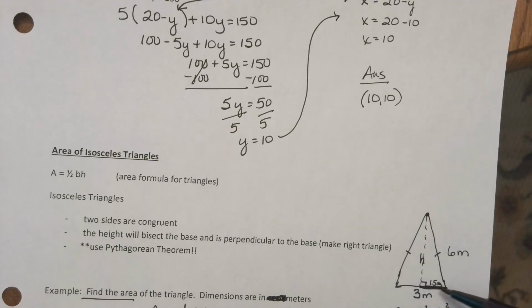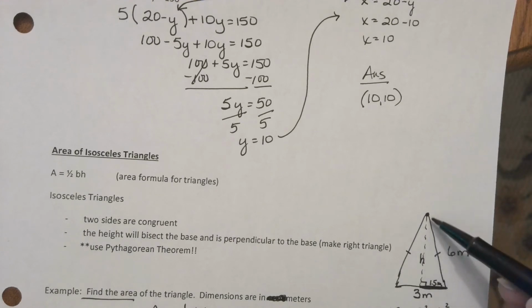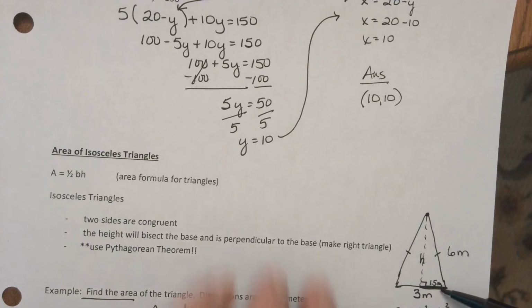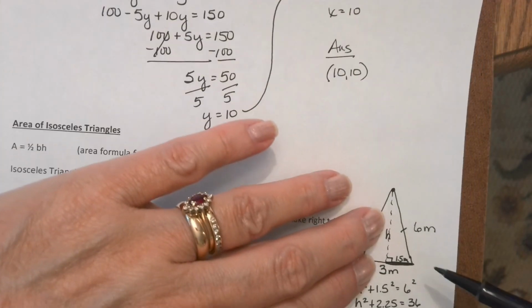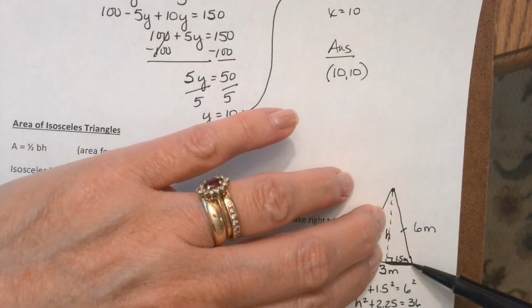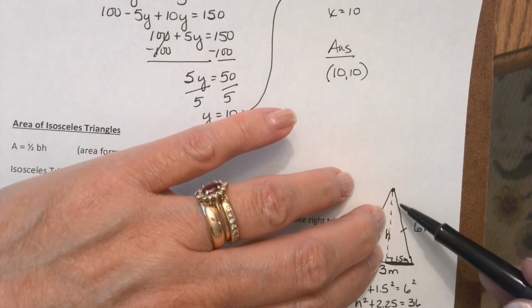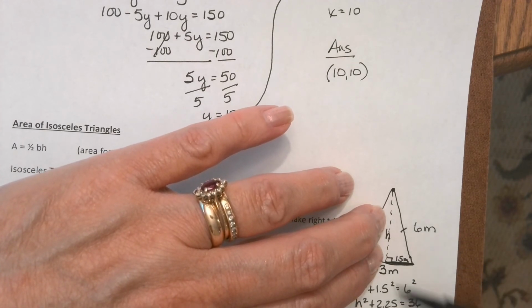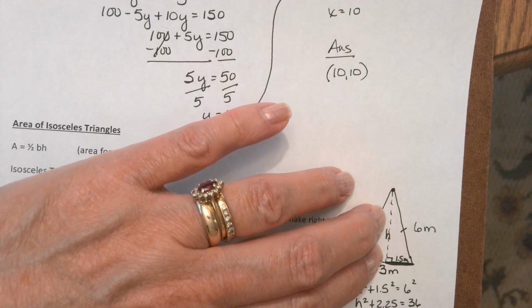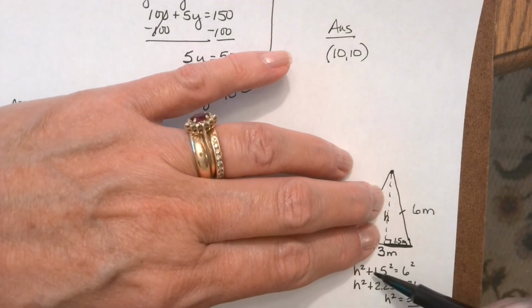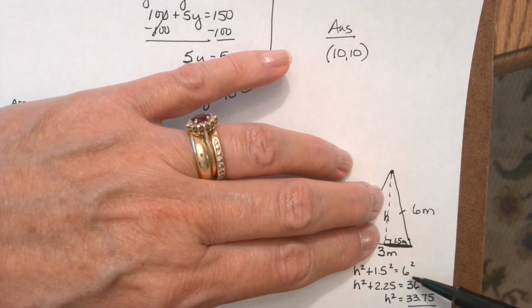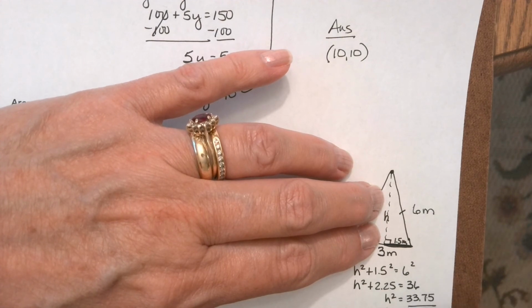So if this was 3, I would know that this part of the base of this right-hand side right triangle is 1.5. So that would allow me to use Pythagorean theorem, because now I have this right triangle right here. I have this side and I have the hypotenuse, and I can find this side, which is the height of my triangle. So using Pythagorean theorem, h squared plus 1.5 squared equals 6 squared, and just solving that out.